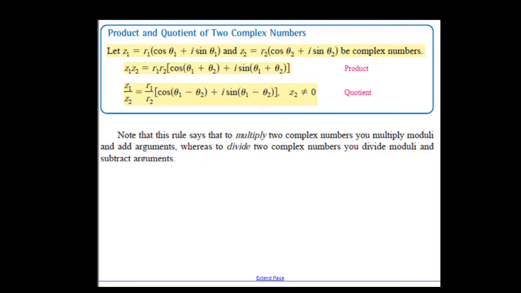When we're asked to divide two complex numbers written in trig form, a very similar pattern emerges. So we've got z sub 1 over z sub 2. Instead of multiplying the moduli, we divide. Instead of adding the arguments, we subtract, theta sub 1 minus theta sub 2. They also tell us it's important to note that z sub 2 can never equal 0 because that would lead to division by 0.